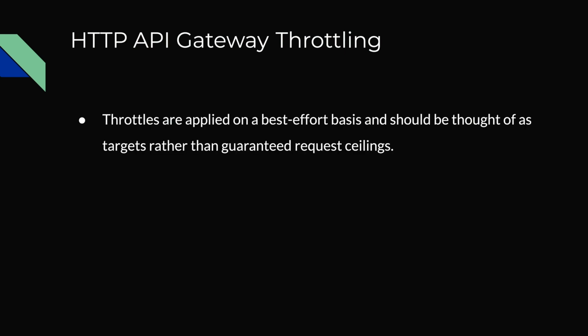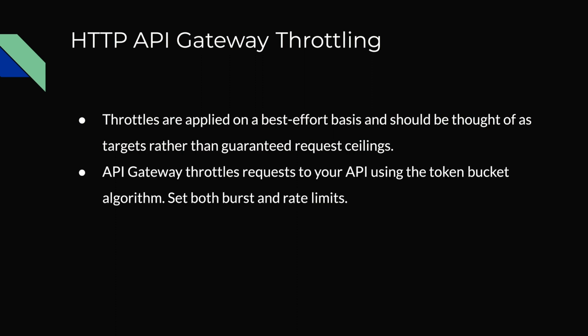The throttles are applied on a best effort basis and should be thought of as targets rather than guaranteed request ceilings. API Gateway throttles requests to your API using the token bucket algorithm, so you have to set both burst and rate limits. Well, rate limit is obvious, how many requests per second. A burst limit is how many concurrent requests. API Gateway responds with a 429, too many requests, when the limit is reached.